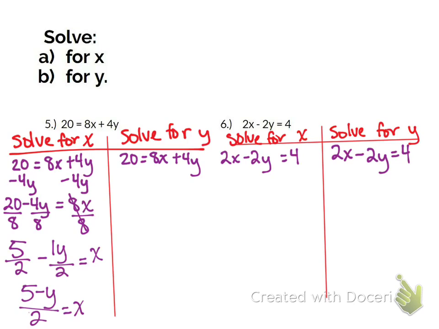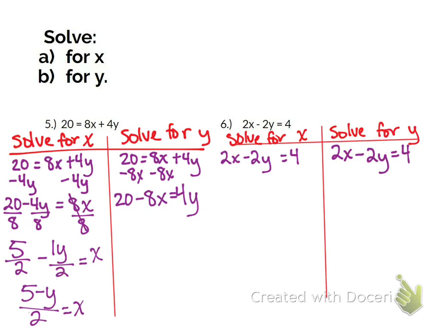Okay, let's solve it for y. So this time the 4y for now needs to stay put, and we need to move what? We need to move the 8x. How are we going to move it? Subtract it. Minus 8x on both sides. So 20 minus 8x equals 4y.